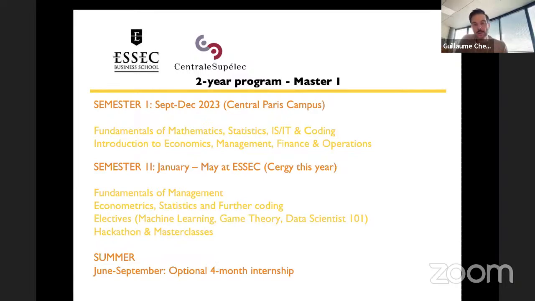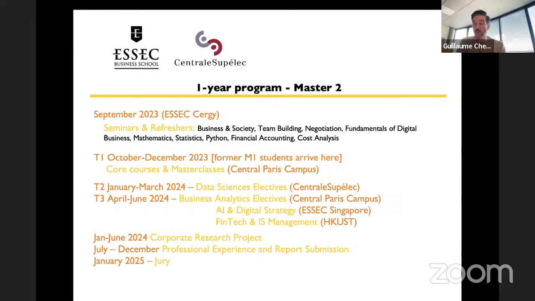You can do a summer internship if you wish. It's not compulsory, but lots of students do that, and it's actually very valuable to them. And then if you have done the master 1, you will enter the master 2 in the second year, or otherwise you directly join us for the 1-year program, you directly go to master 2.